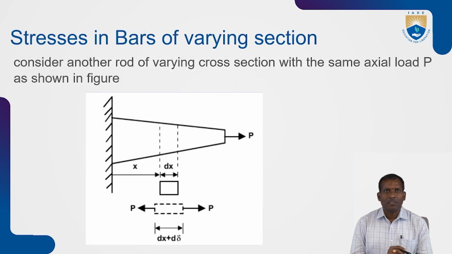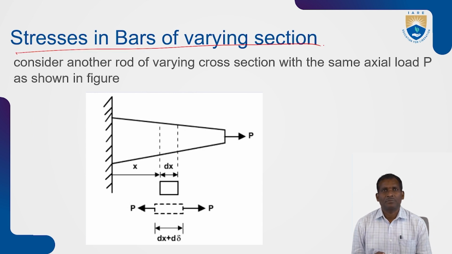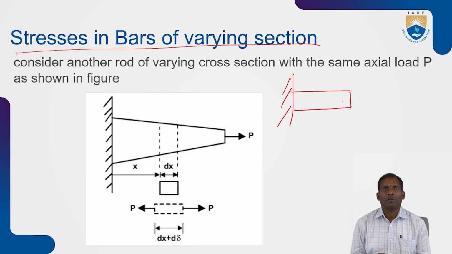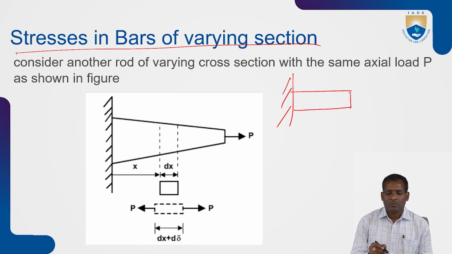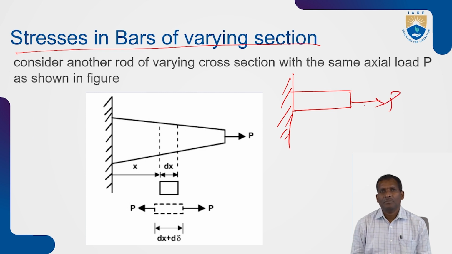So in the present session, first we will discuss stresses in bars of varying section. Here, consider another rod of varying cross section with the same axial load P, as shown in the figure. Another rod means we have already discussed the uniform bar in the previous section. Suppose one rod is like this, a uniform bar, so throughout its length the cross section is the same. Whenever this is subjected to P, how do you calculate the stresses?